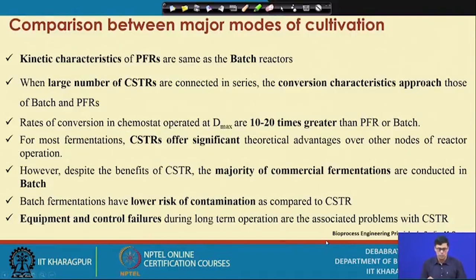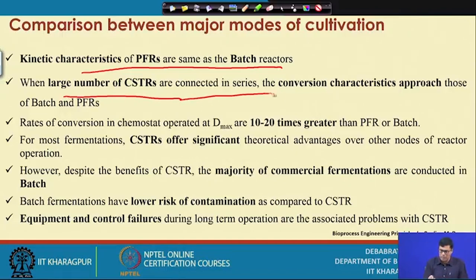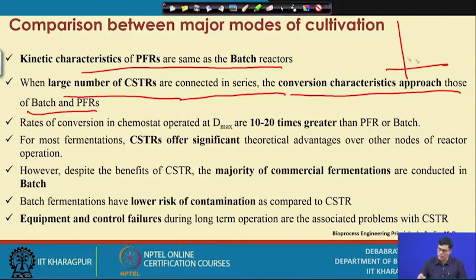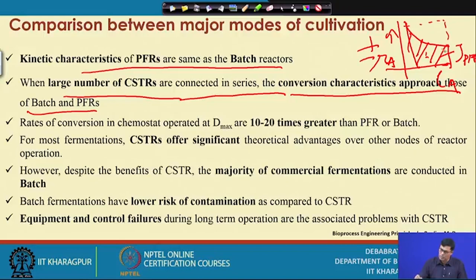Now, comparison between the major modes of cultivation. The kinetic characteristics of the plug flow reactor are the same as the batch process. With a large number of CSTRs connected in series, the conversion characteristics approach those of the plug flow reactor. When you plot minus RA versus CA in the case of product inhibition, this is tau for the plug flow reactor. For a single CSTR the area is more, but this can be replaced by multiple CSTRs in series, whose conversion approaches that of the batch and plug flow reactor.